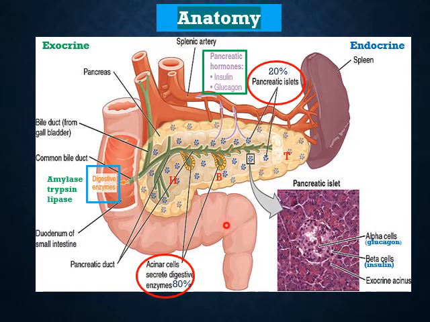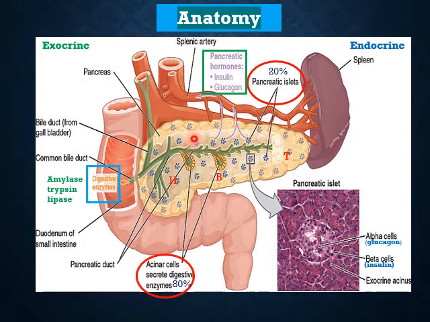Okay, this slide shows a diagram of the pancreas. This yellow structure here is the pancreas, which consists of a head, body, and tail. As you all know, the pancreas is a retroperitoneal organ where the head nicely sits into the C shape of the second part of the duodenum.